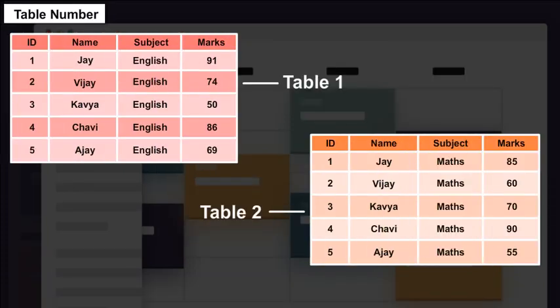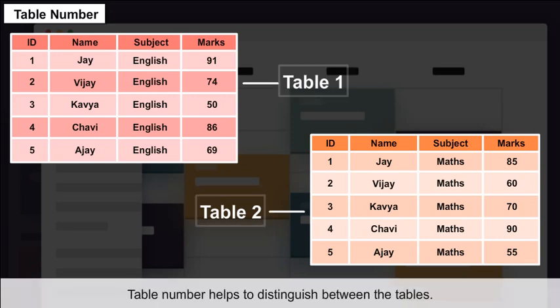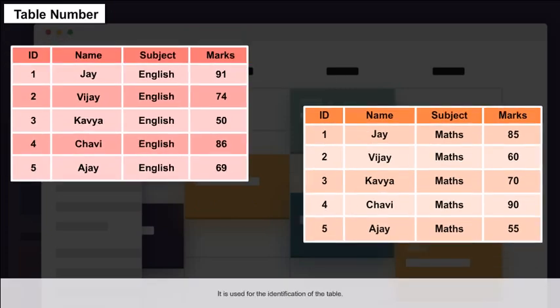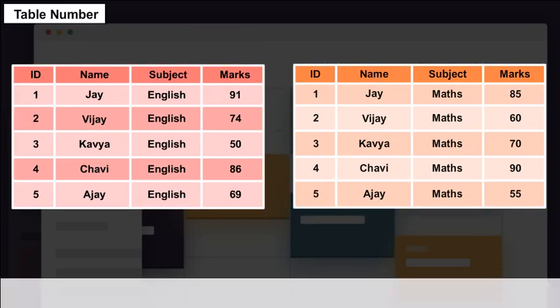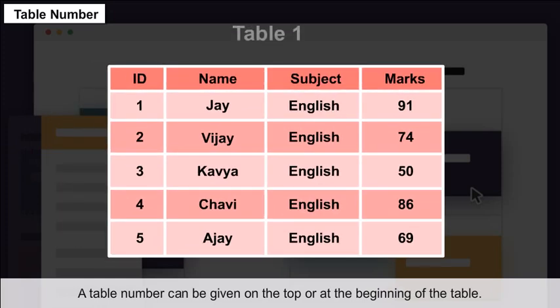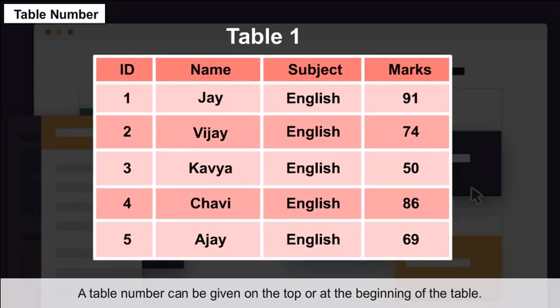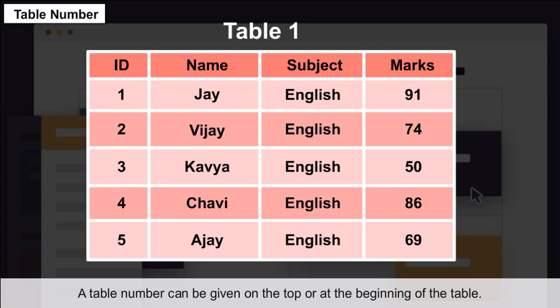Table number. Table number helps to distinguish between the tables. It is used for the identification of the table. A table number can be given on the top or at the beginning of the table.